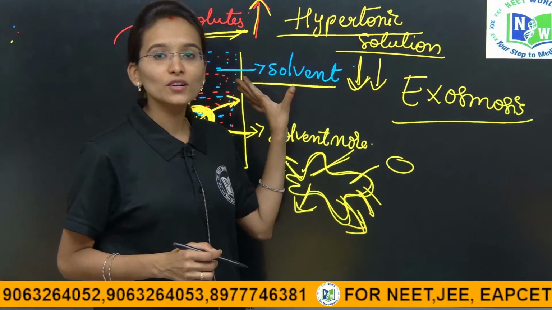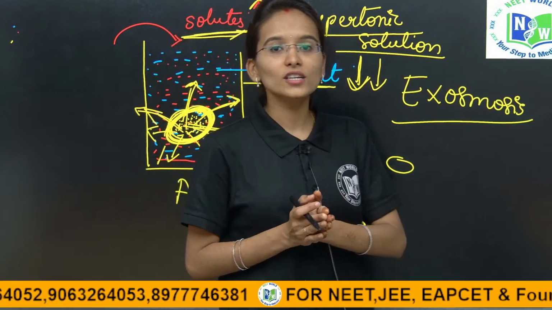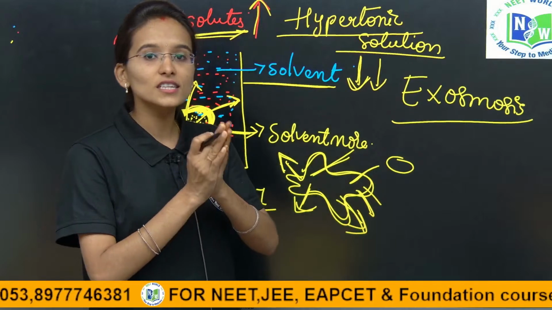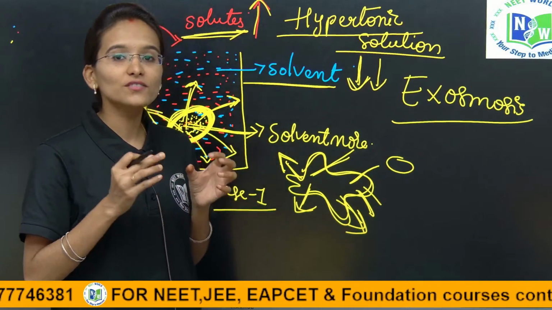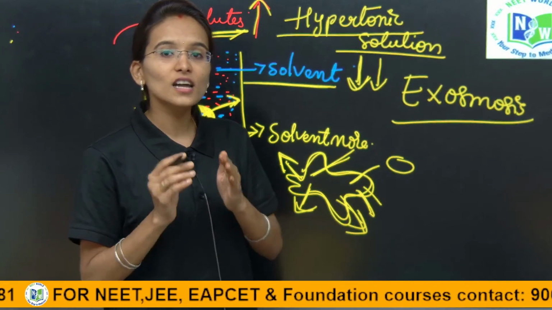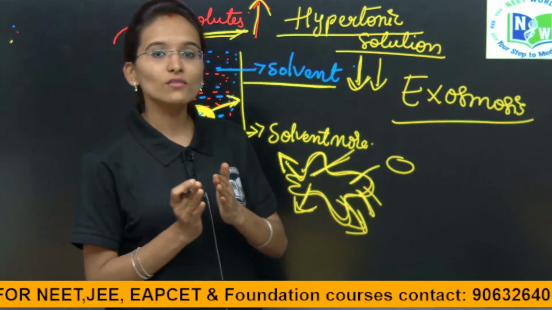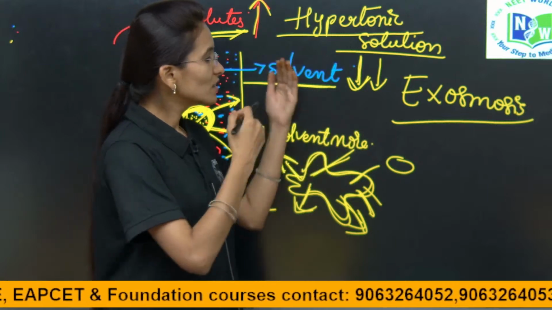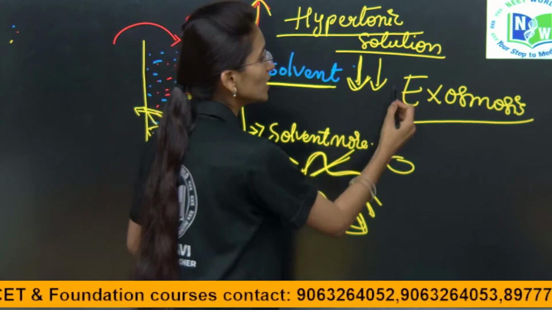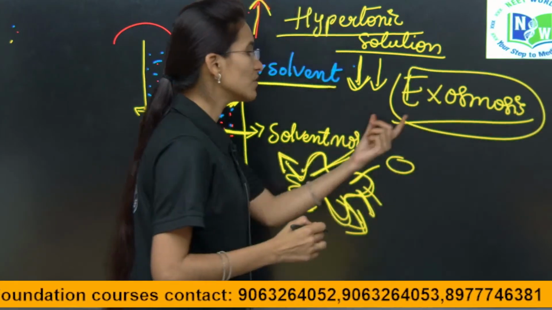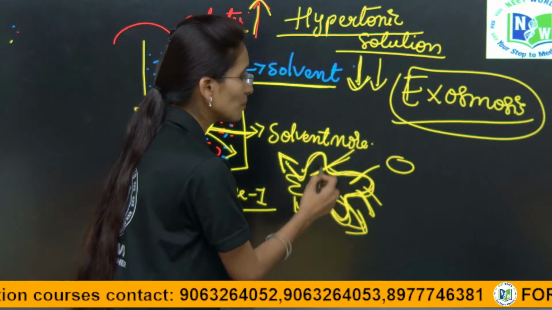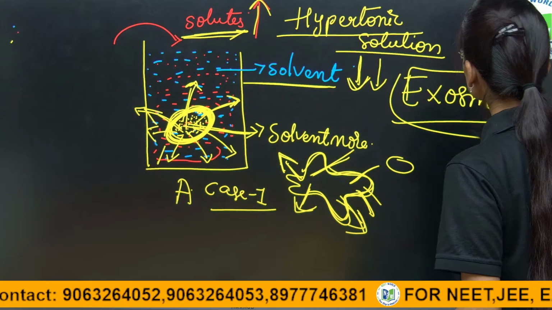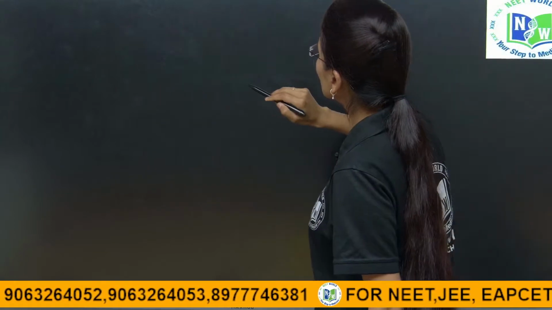Understood about the hypertonic solution? In the hypertonic solution, the concentration of solutes is more. Inside the cell we have the solvent more, so always the solvent will move from higher to lower concentration gradient. So that transport mechanism will lead to the exosmosis, which leads to the shrinkage of the plant cell. Yes, now next we are going to study about the hypotonic solution.